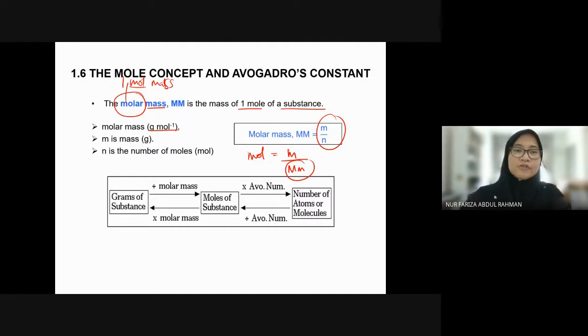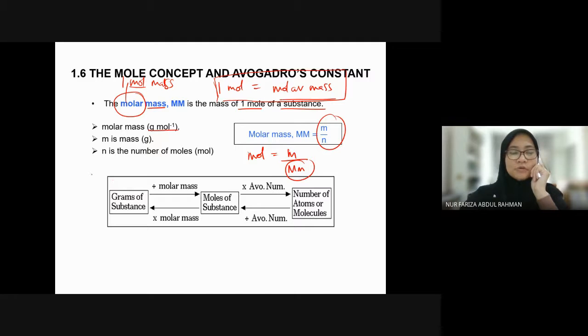Okay, so this is another example that we have. This is another relationship so far. Just now we have 1 mole is equal to Avogadro's number, Avogadro's constant. And then we have 1 mole is equal to molar mass, the mass of 1 mole of substance. This is something that we already know. Okay, we have that information already.